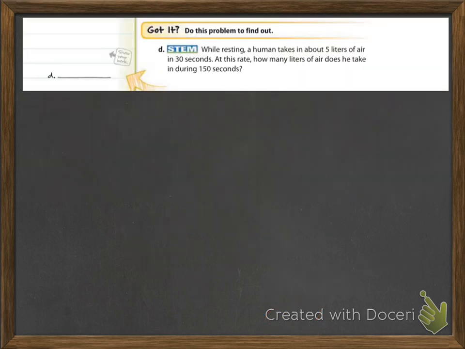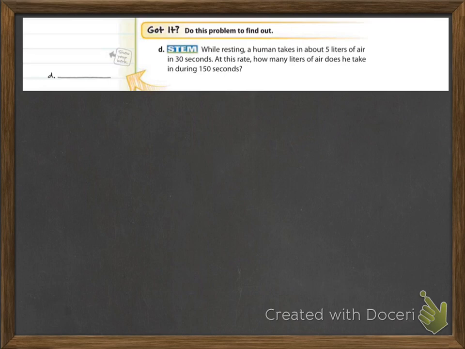All right, awesome. We are on D now. It says, while resting, a human takes about 5 liters of air in 30 seconds. You want to pause the video now and go ahead and try this on your own. All right, welcome back. It says, at this rate, how many liters of air does he take in 150 seconds?